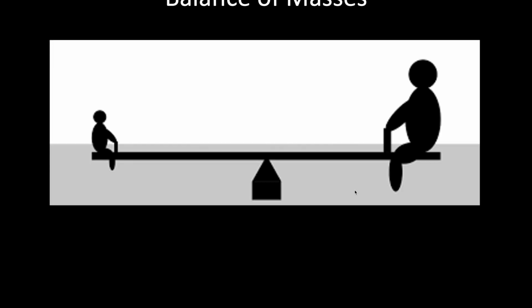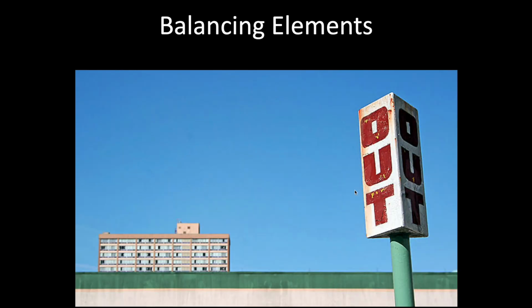Then we have balance of elements, or also called balance of masses. So we know that the object on the right is bigger. And so in a teeter-totter, it should be off balance, but it's not. Now, what does that mean? So an object could be bigger compared to a smaller object, but visually it appears balanced. So the sign and this building. We know this building is much bigger and weighs more than the sign, but the way it's photographed, they're balanced.